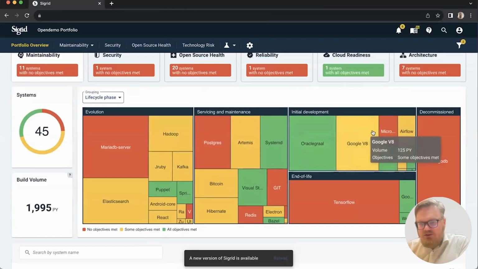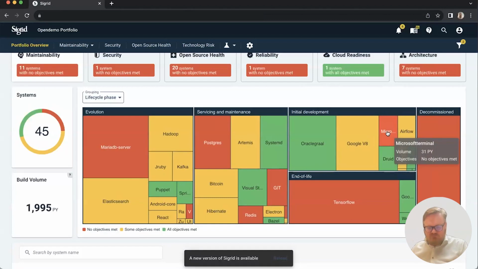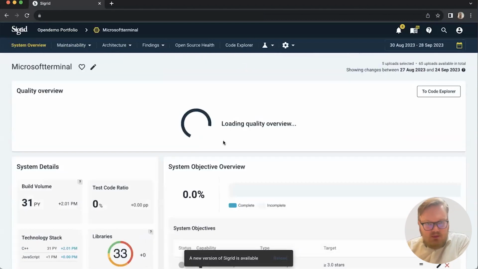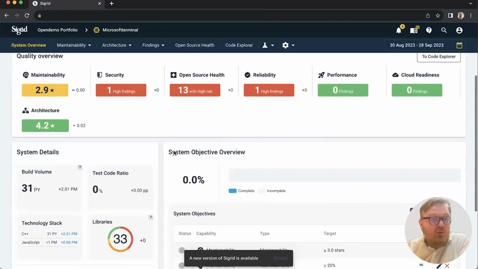And what do we see here? Microsoft Terminal is a system in the lifecycle phase initial development, so it should be a new system. Okay, so why is a new system so big and still in the lifecycle phase new? It might be an indication that the metadata doesn't really work.